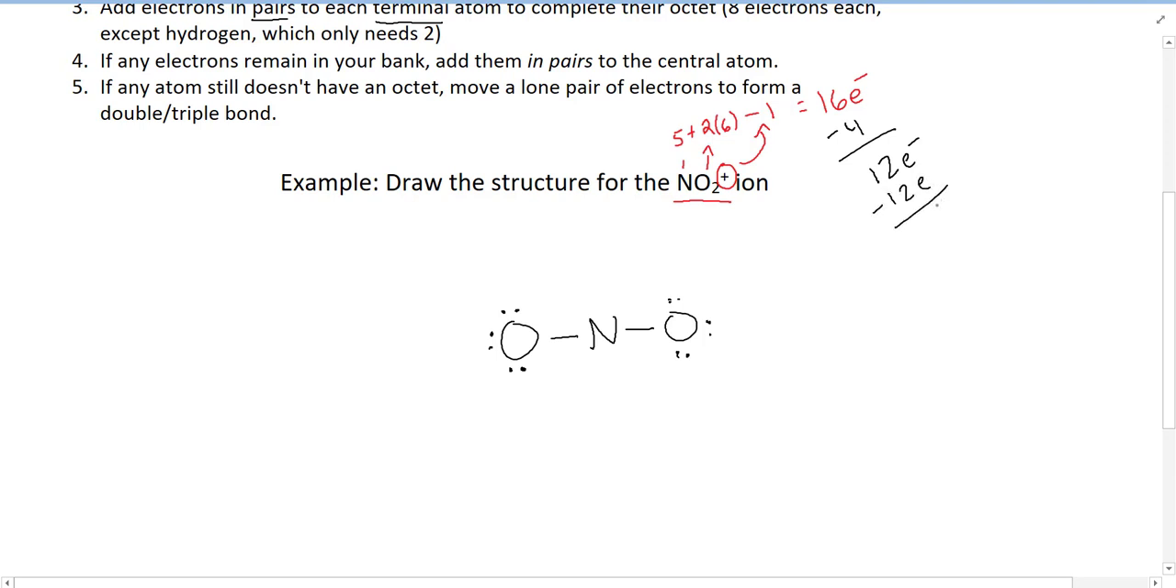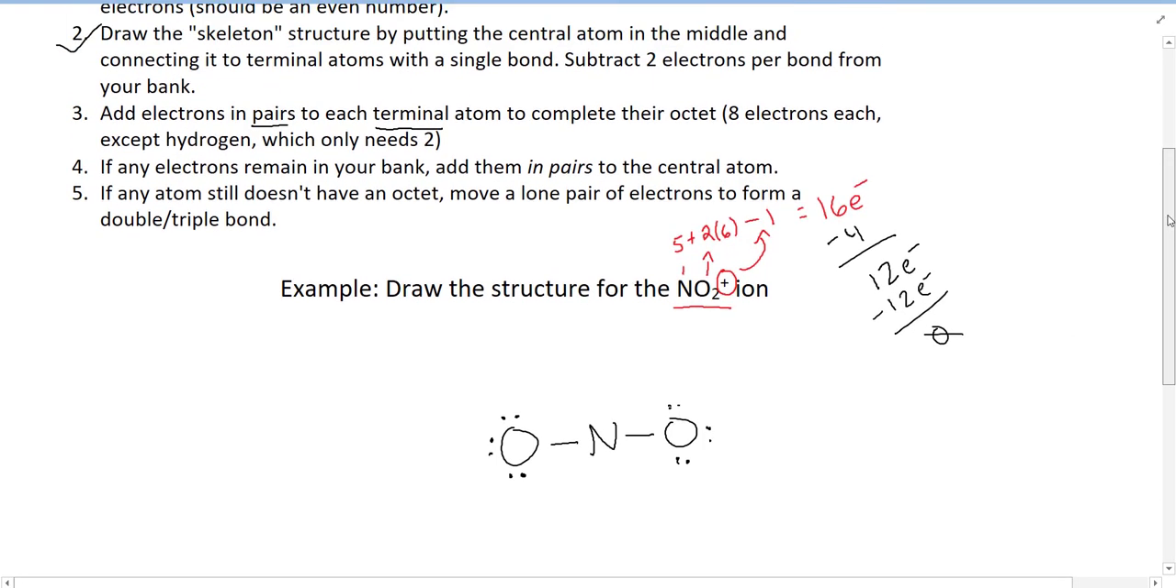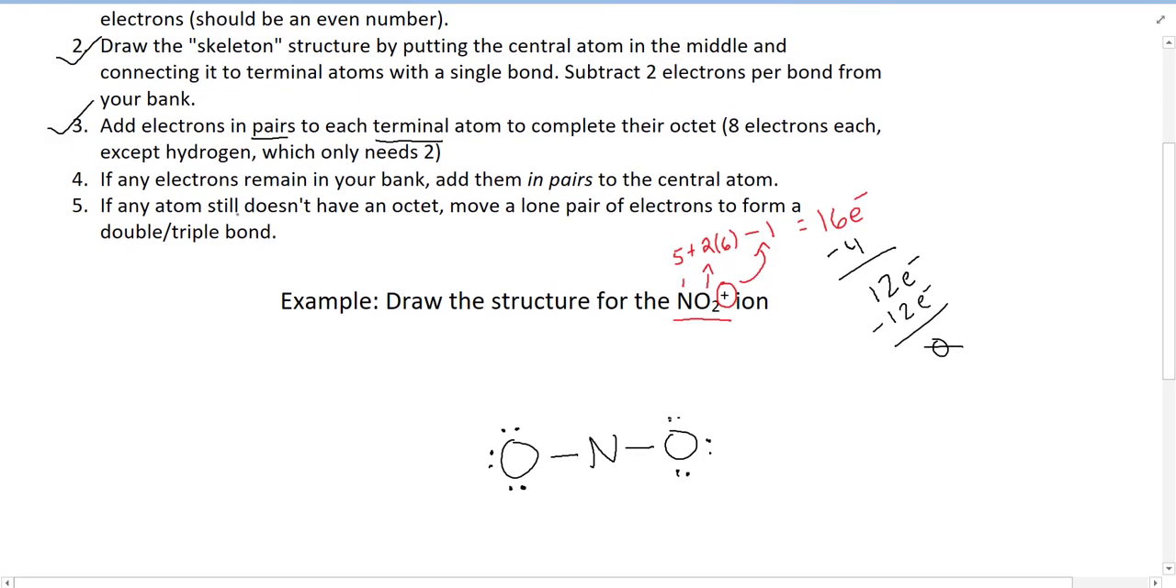At this point for this molecule, our bank is empty. Anything we do from this point on cannot cost us any new electrons, but we can still move around electrons if we need to. If we had any extra electrons at this point, we would put them in pairs on the central atom, but we don't for this example. So we're going to move on to step 5.